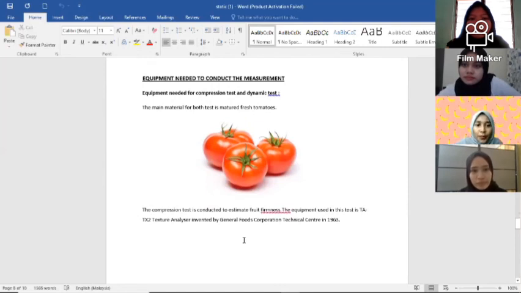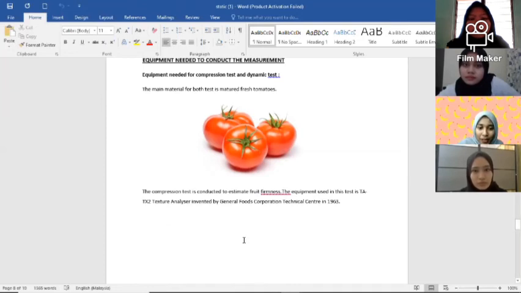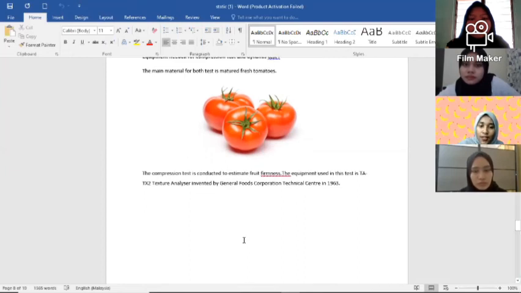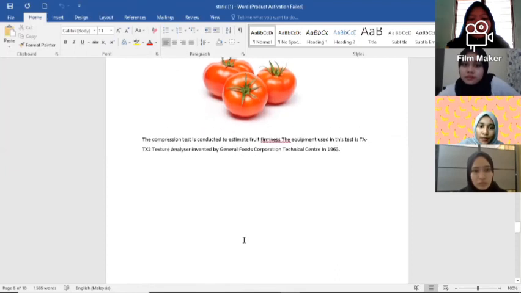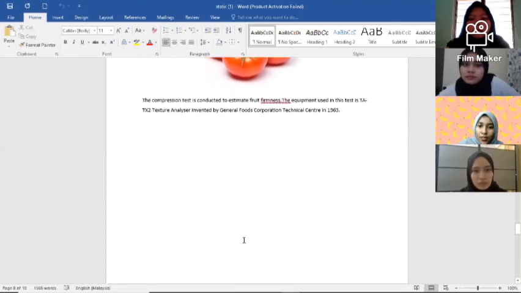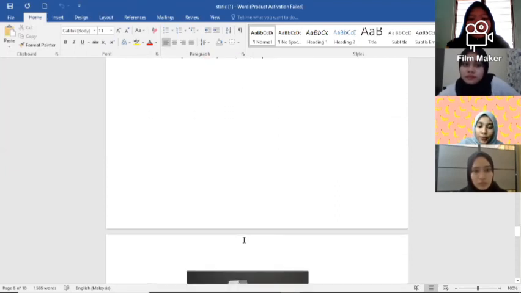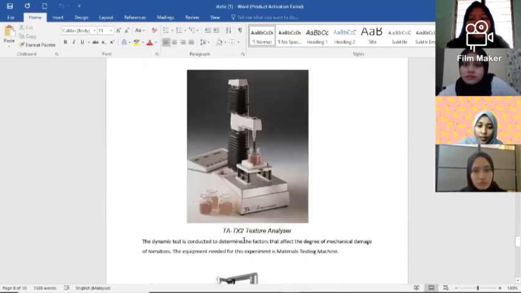Okay, next I will proceed on with the equipment needed to conduct the measurements. The main material for both tests is matured fresh tomatoes, as you can see in the image below. The compression test is conducted to estimate fruit firmness. The equipment used in this test is the TA.XT2 texture analyzer, invented by General Foods Corporation Technical Center in 1963. So this is the image of the machine.